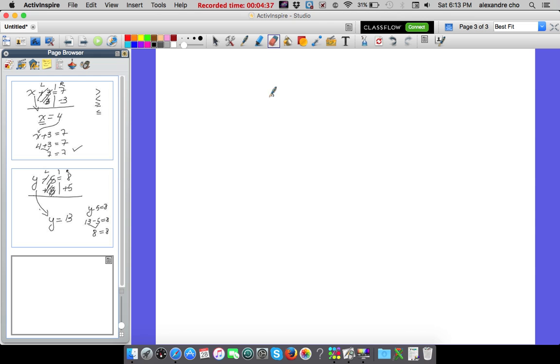Let's go for a multiplication equation. Cutting corners here with you. So take 3a equals 12. That says 3 times a number that we don't know equals 12. How do we solve this?